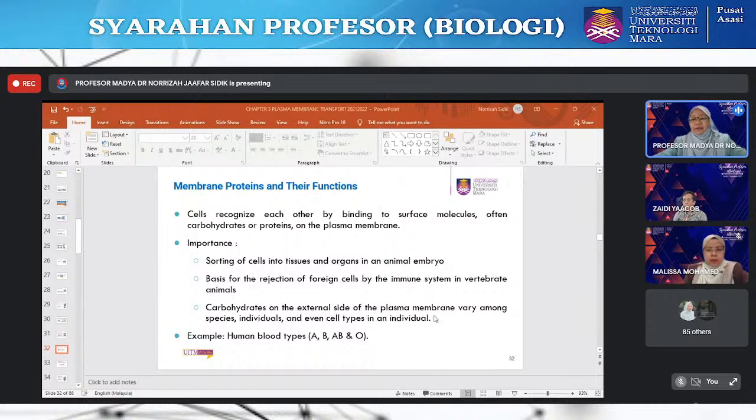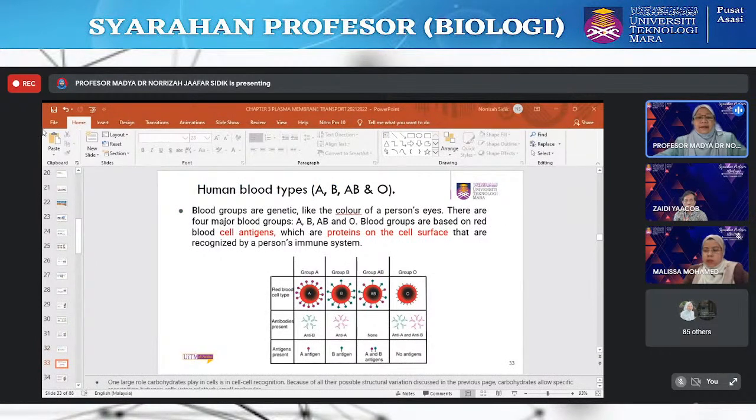Carbohydrates on the external side of the plasma membrane vary among species, individuals, and even cell types in an individual. An example here is the human blood types, A, B, and O. The blood types are genetic. There are 4 major blood groups: A, B, AB, and O. The blood groups are based on the cell antigens, which are proteins on the cell surface that are recognized by the person's immune system.